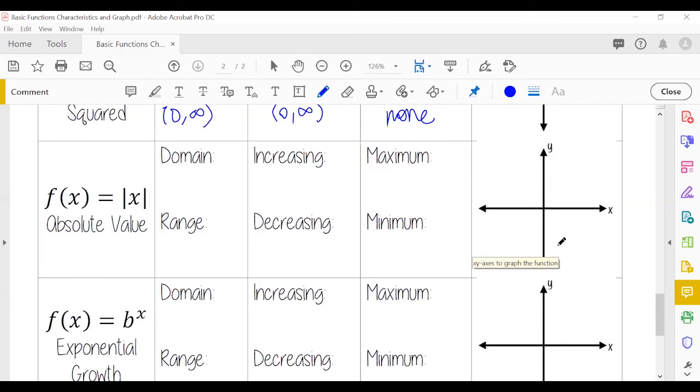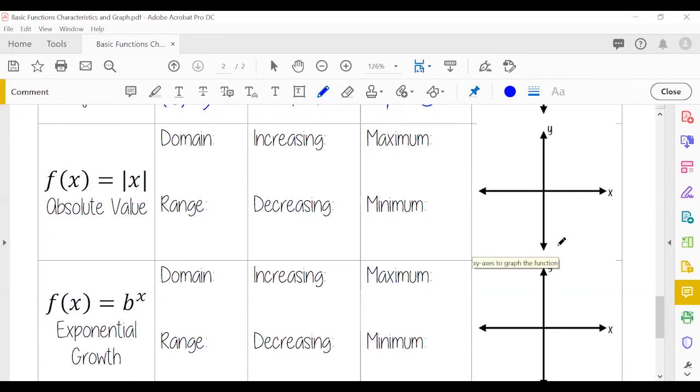Okay, we move up here to absolute value. We're actually going to stop at this one. We'll circle back around to add the exponential growth after the next section, next 2 sections from now. But for absolute value, I saw this once as absolute victory because of that letter V that's sitting there. This graph looks like a V.